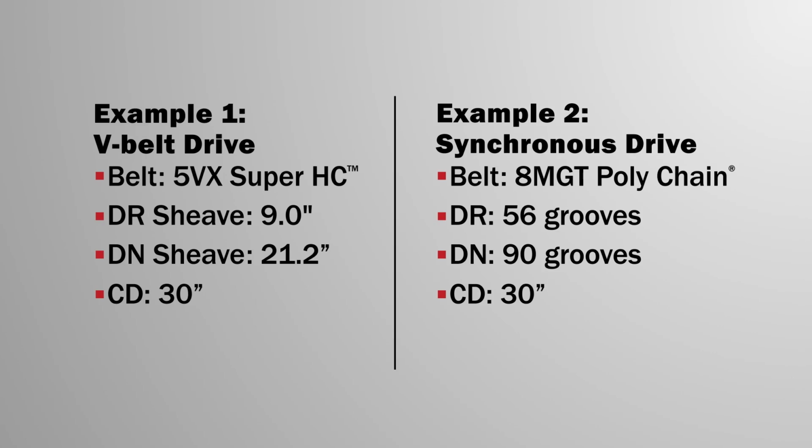So the belt type is a Super HC 5VX cross-section. The driver pulley diameter is 9.0 inches. The driven pulley diameter is 21.2 inches. And the center distance is 30 inches.